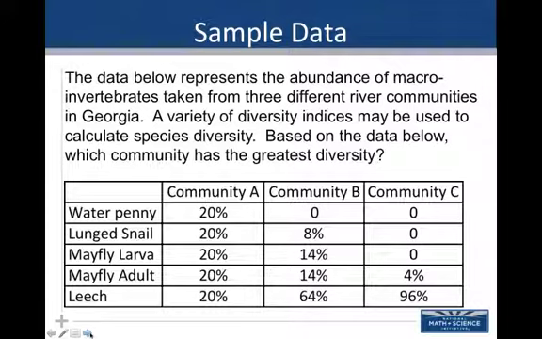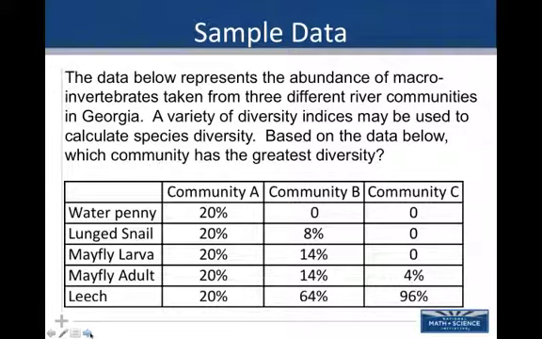So anyway, we have Community A that has these 5 different organisms in it, and each of the organisms equals 20%. In nature, finding a Community A would be next to impossible, but it is possible, not probable. Community B has no water pennies, but it has varying diversities, varying percentages of other organisms, with leeches being the most abundant organism in this area. And Community C, which has 4% of these mayfly adults and 96% leeches.